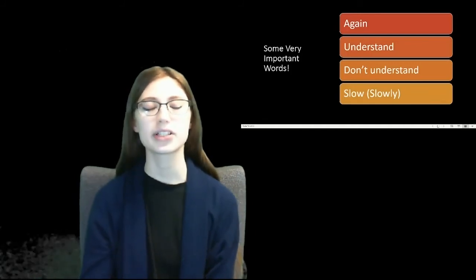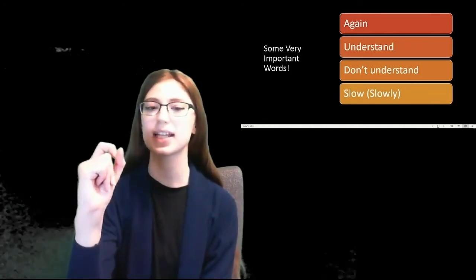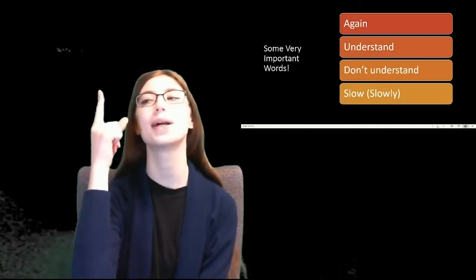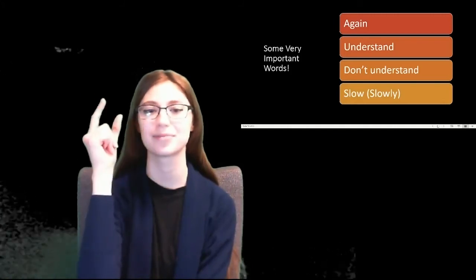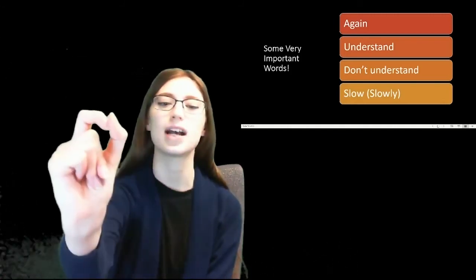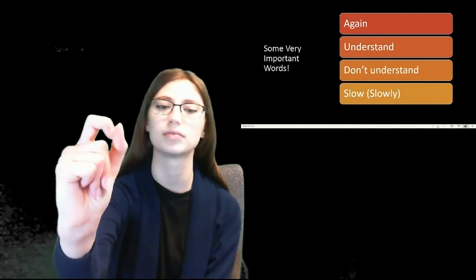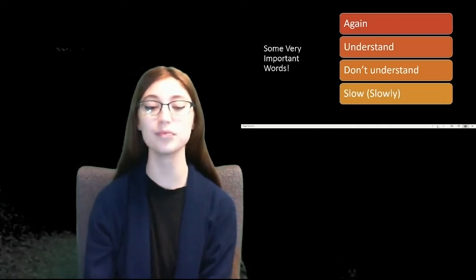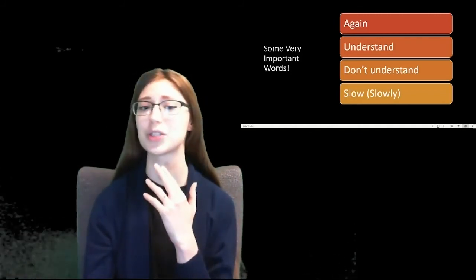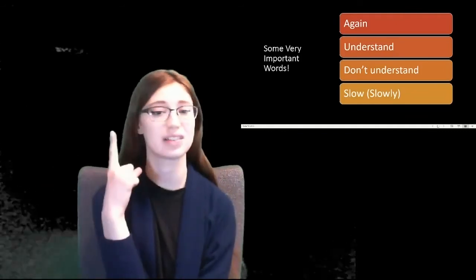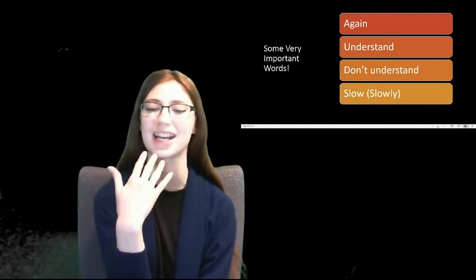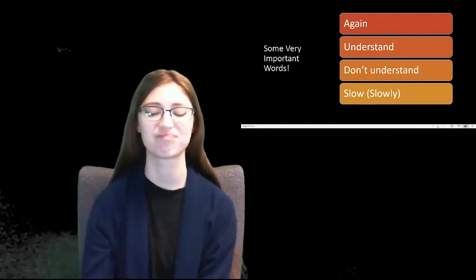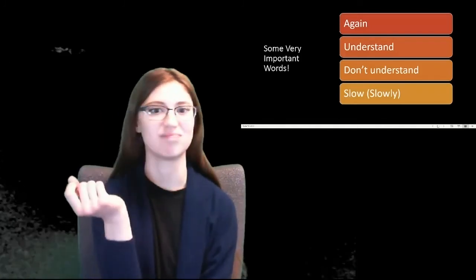Understand. You're going to take your index finger and tuck it under your thumb, put it up next to your head and flick it up. Oh, a light bulb moment, I understand. So it just tucks and then flicks up. Understand. For don't understand, you're just going to shake your head as you sign. I don't understand. Your facial expression and shaking your head is just going to say, I don't understand that. You get it?